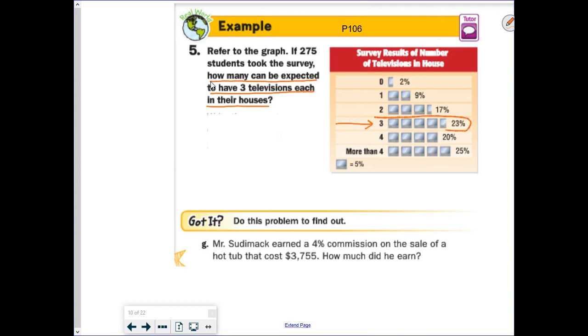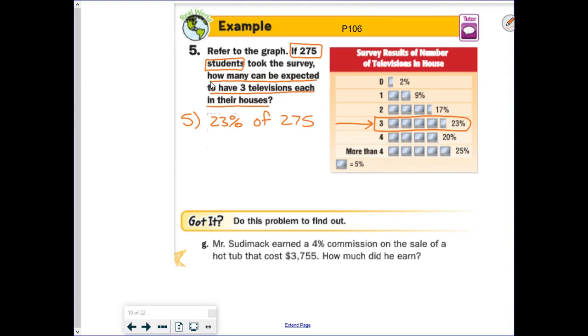So we're only concerned with this part of that graph, which says 23% of the students surveyed have 3 televisions in their house. It says if 275 students took the survey. So it's 23% of 275 students total. So we can write our problem as 23% of 275.